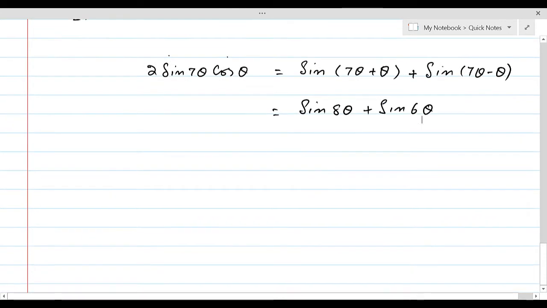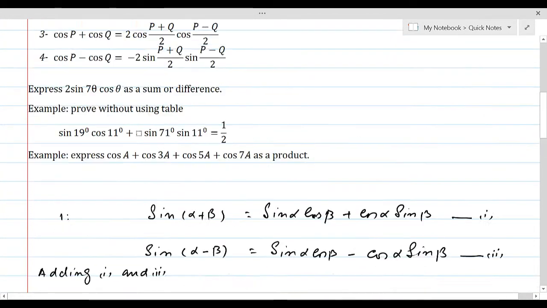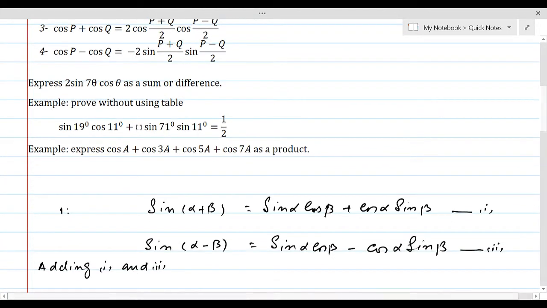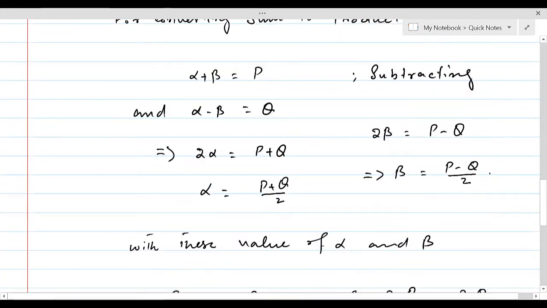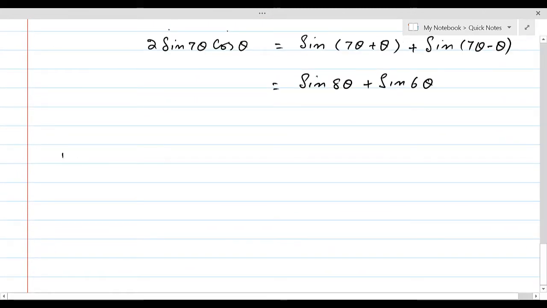So let's take a look at the next question, in which we are required to prove, without using tables, that sine 19 cos 11 plus sine 71 sine 11 degrees is equal to 1 by 2. So let's get started with this one.